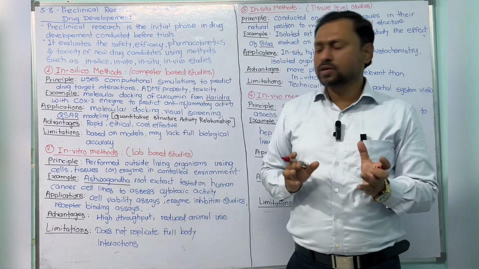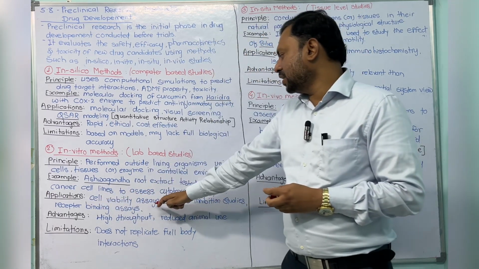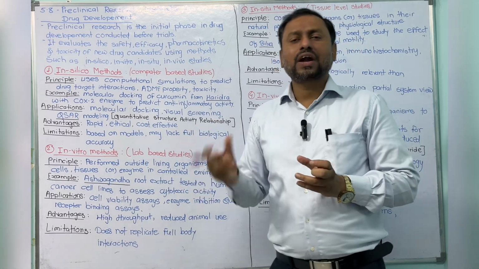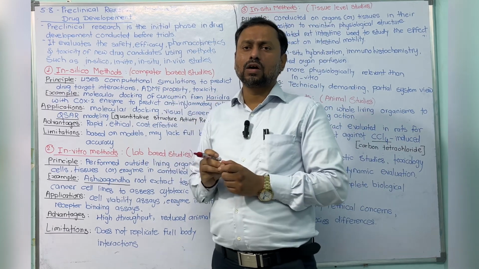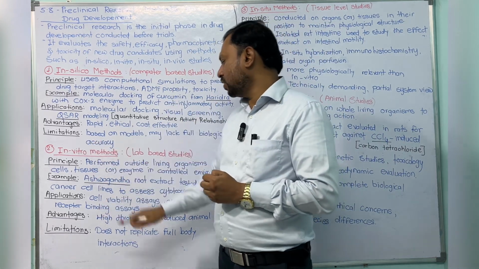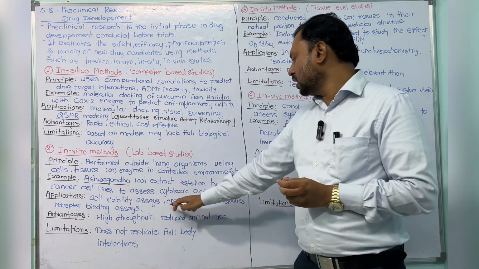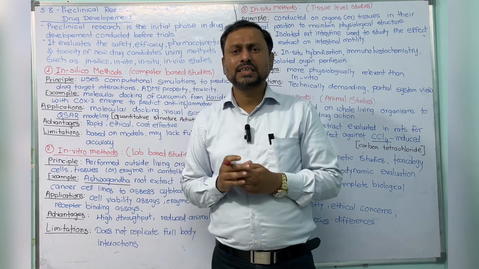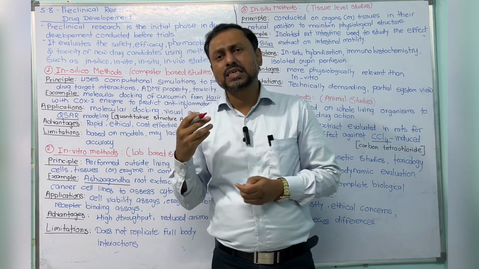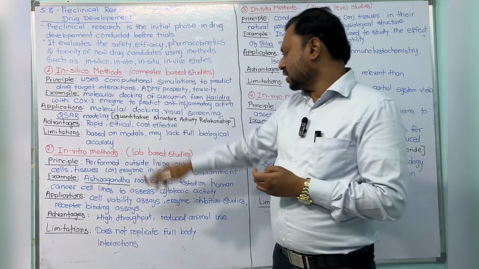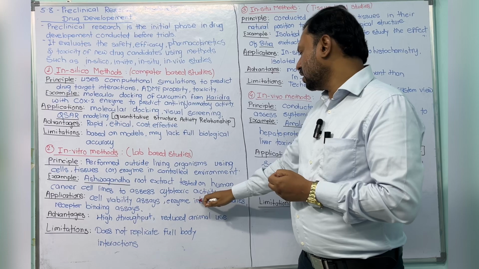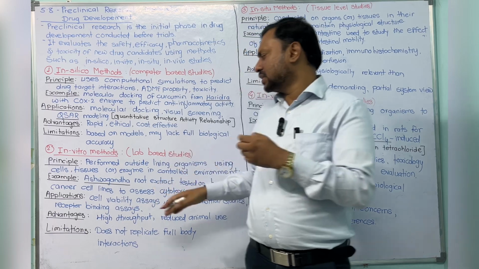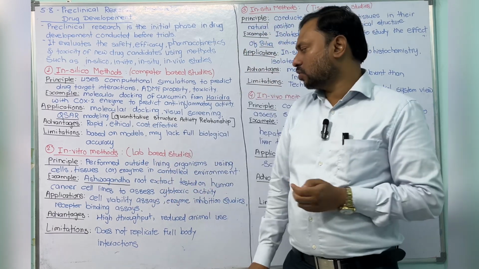Next are the applications. The first application is the cell viability assay. What is a cell viability assay? Just now I told you, whether your new trial drug is safe for the cell or not, we analyze using the in vitro method. This is cell viability. Next one, enzyme inhibition study. Many diseases are produced due to enzymes. Whenever you give your new trial drug, we check the enzyme inhibition, whether the drug inhibits the enzyme or not, using the in vitro method.